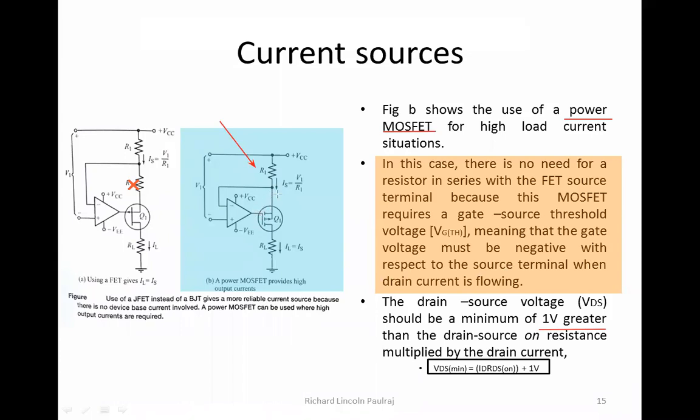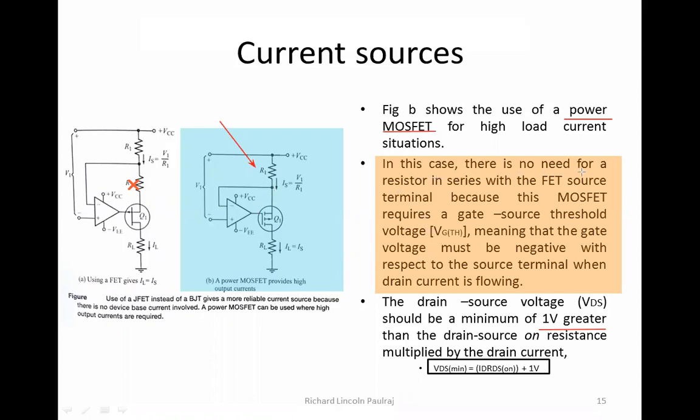So VGS should be negative. If I can make this negative, then I can eliminate my resistor here. So if in case there is a resistor here, what is going to happen? This negative potential that needs to be maintained cannot happen. So that's what it says.